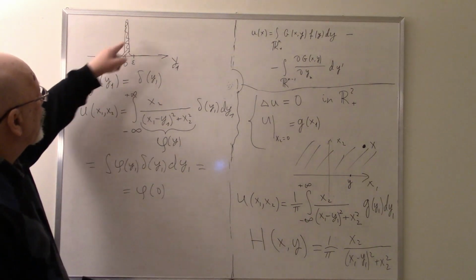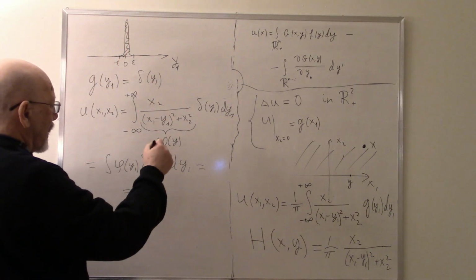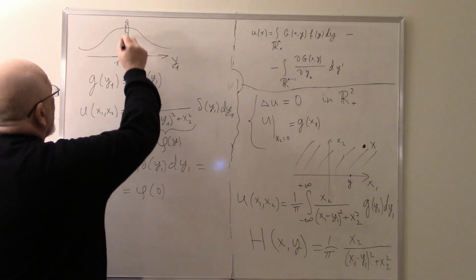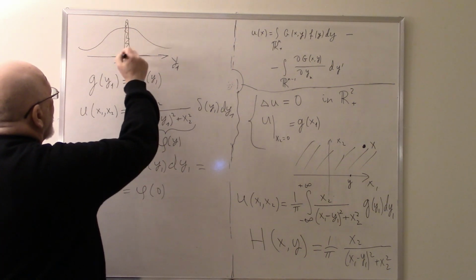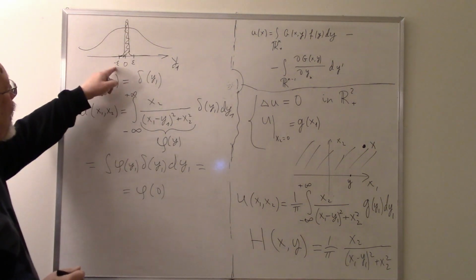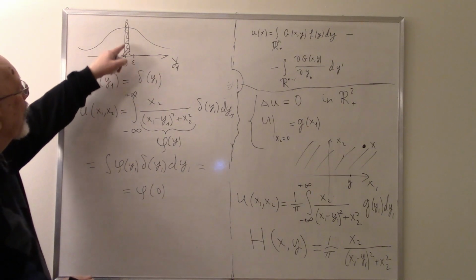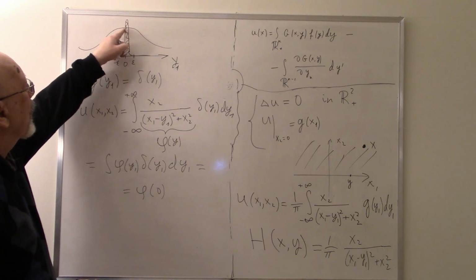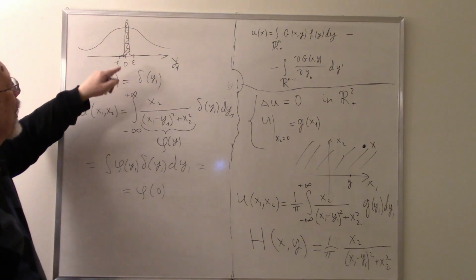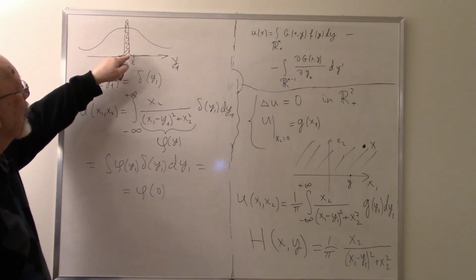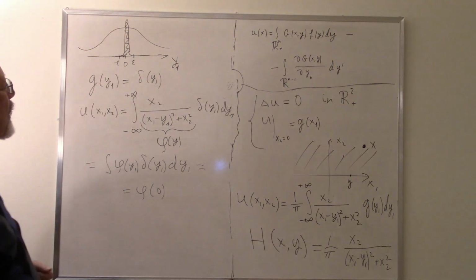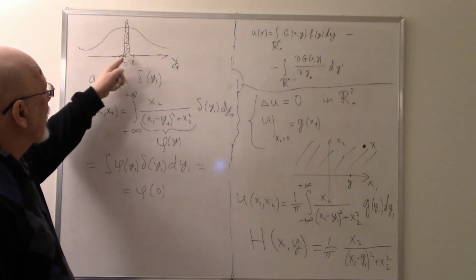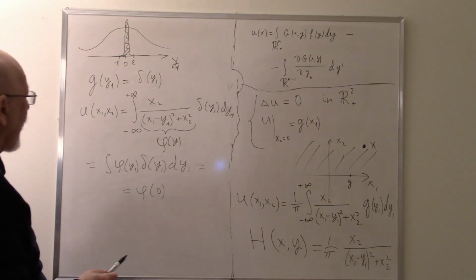We take this function, multiply it by function phi of y, and the result is the value of this function at 0. Because for any small epsilon, it will be some integral over some small neighborhood of 0 with weight whose integral is 1. So the result is closer and closer to value phi of 0 when epsilon goes to 0.